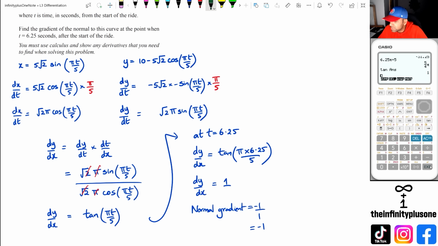So grades wise, we're looking at correct expression for dx dt and dy dt gets you an achieved. So getting up to this part here is going to get you an achieved. Gradient of the normal is going to get you a merit.